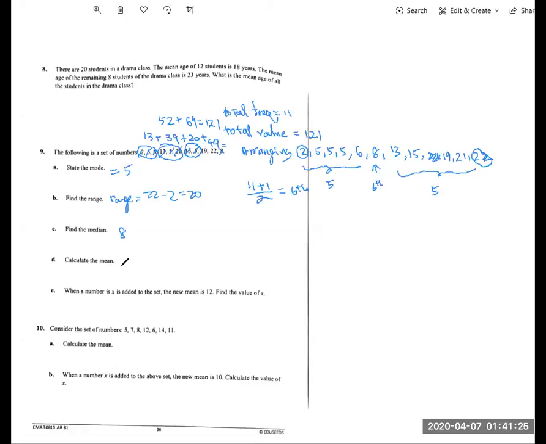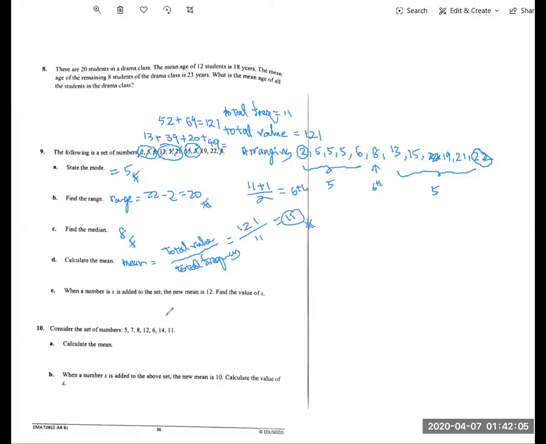Now, calculate the mean. The mean is actually equal to the total value, which is 121, divided by total frequency. Total value, from here, you add all the numbers, you get 121. Total frequency is 11, which gives you a mean of 11. Okay? So these are all the answers.